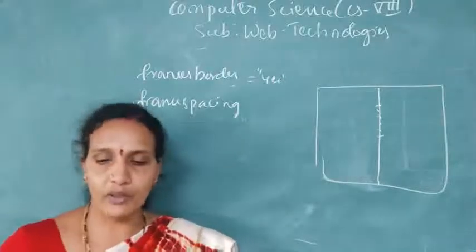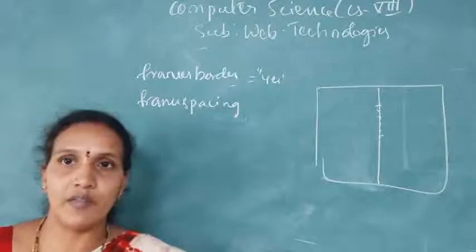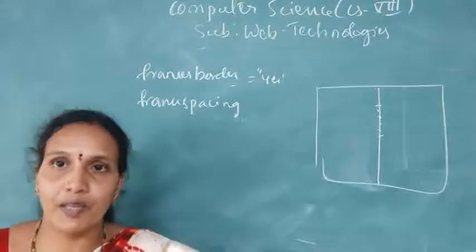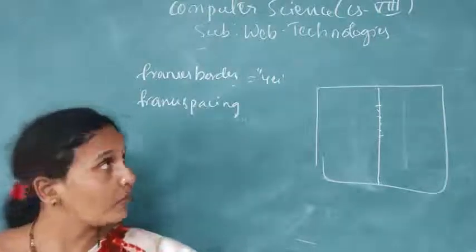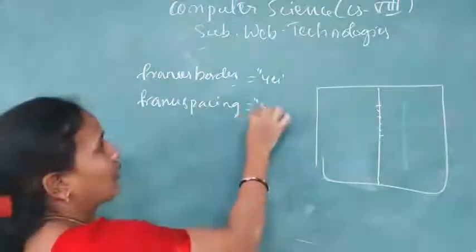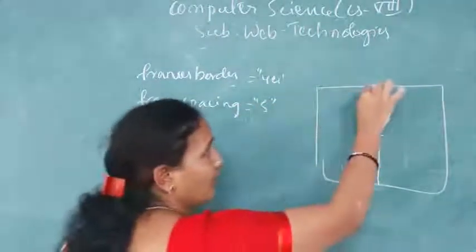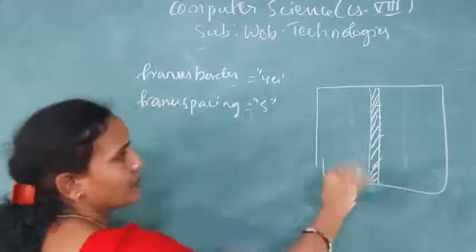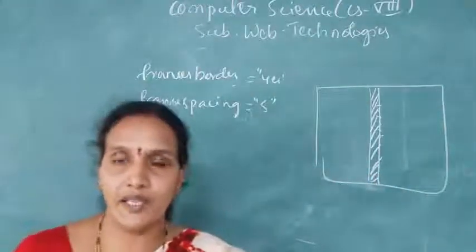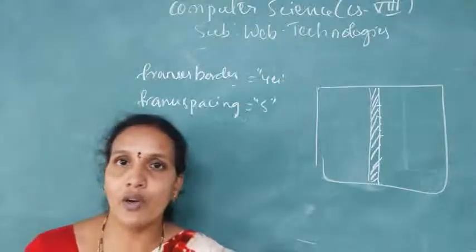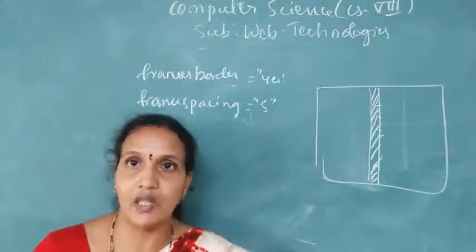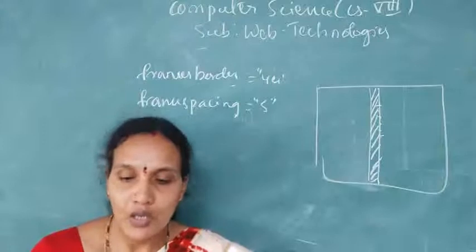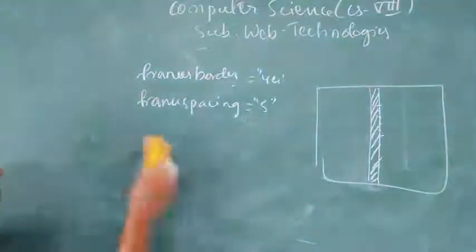Okay, so remember one point: whatever attributes you include inside the frameset will be applicable to all the frames. If you want to give any separate property, that we can include inside the frame tag. Now we have framespacing. For example, framespacing equals 5 pixels. This is the space between the frames. So you can give space between the frames by using the framespacing attribute. Using frameborder, you can give borders around the frames. Using the framespacing attribute, you can give a space between the frames. Okay, so these are the attributes of frameset.